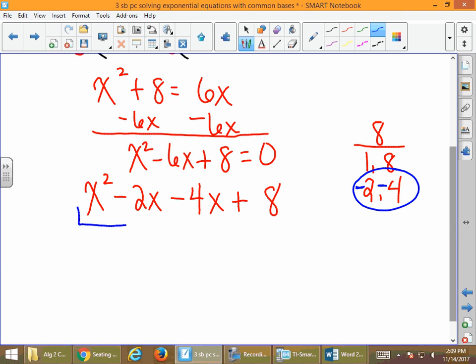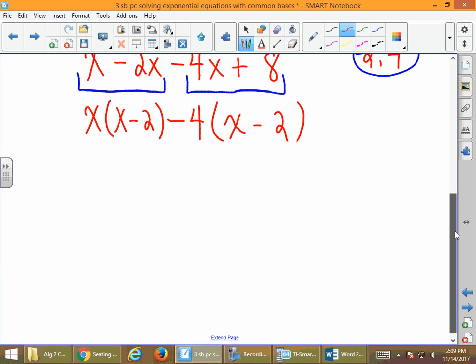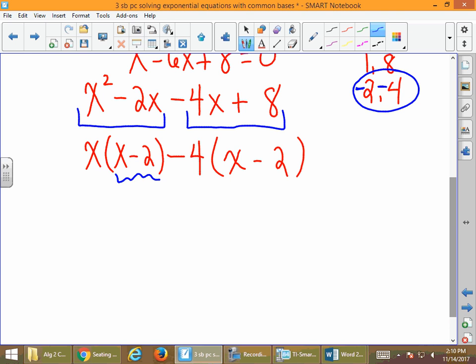When we look at this first group and then our second group, the greatest common factor in our first group is x. And then we're left with x minus 2. In our second group, it's minus 4. Negative 4x divided by negative 4 is x. 8 divided by negative 4 is negative 2. And now we've got x minus 2 here and x minus 2 there. It's x minus 2 times x minus 4 equals 0.